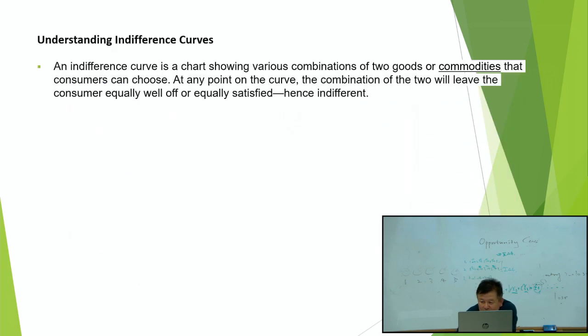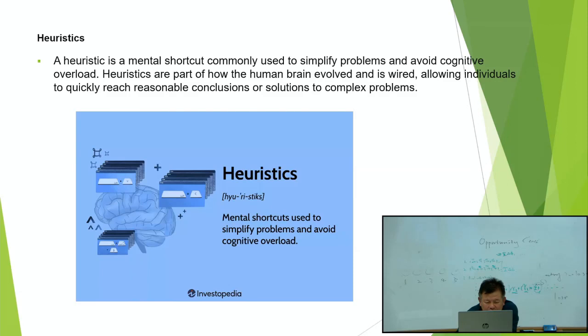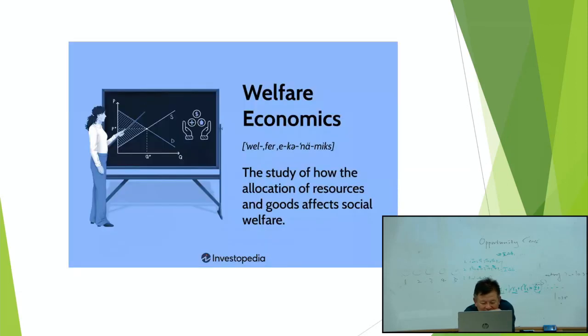Let me show you the definition. This is welfare economics: the study of how the allocation of resources and goods affects social welfare. We have very hot issues in social welfare. Economics has several branches: microeconomics, macroeconomics, welfare economics, local economics, and farming economics. But welfare economics is also a very important area in economics.